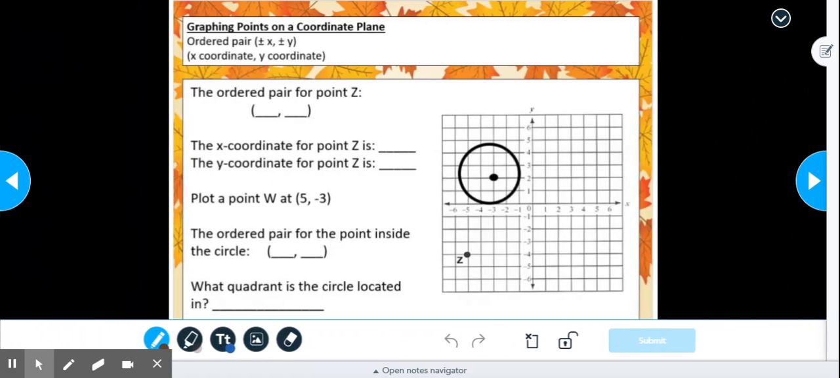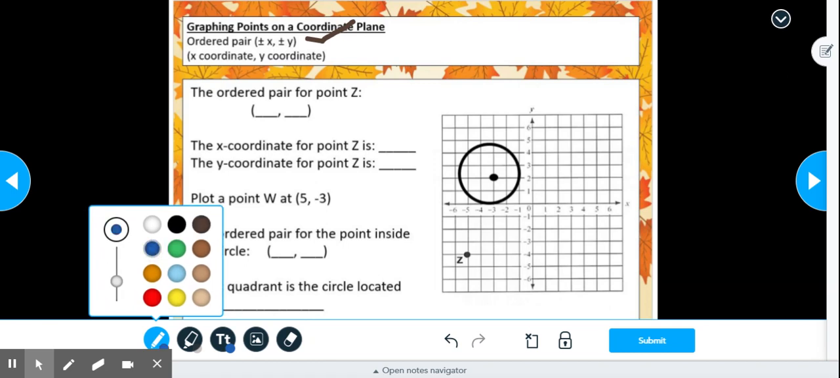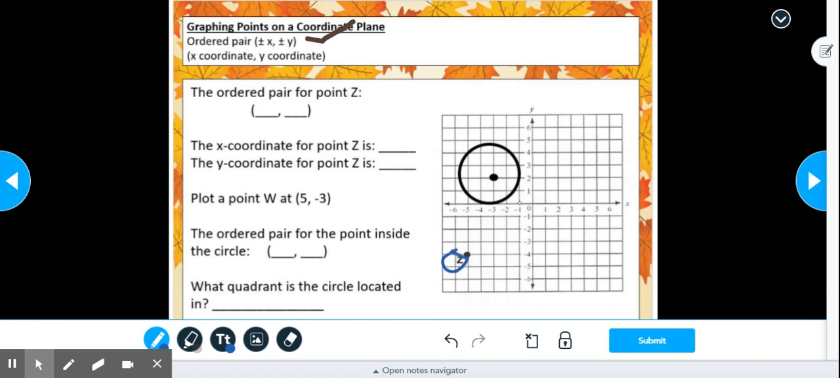And the last one for the review, just make sure we don't forget our graphing concepts. So the ordered pair for point C. So now remember, X is going to go first. You got positive or negative X, and then you got positive or negative Y. So if we take a look at our graph here, here's point C. And then we go left, -5, and that is our X.